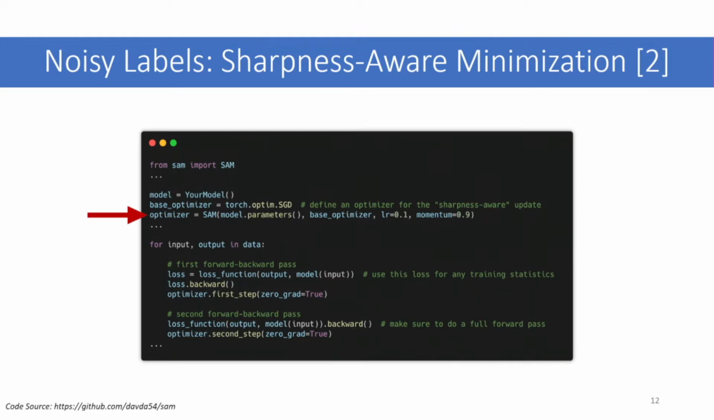Here, you see, the implementation is basically one line, right? You wrap your optimizer, and then you do the normal training. You can use any optimizer.